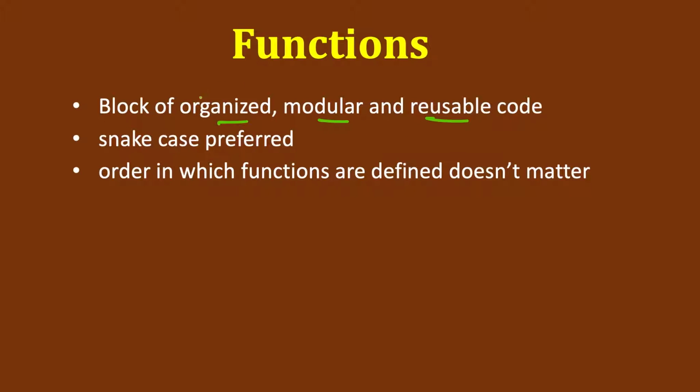And in Rust, snake case is preferred. By snake case, we mean lowercase letters like abc. And if we want multiple words, then we can separate them by underscore. So this is snake case. We will prefer this while naming the functions.